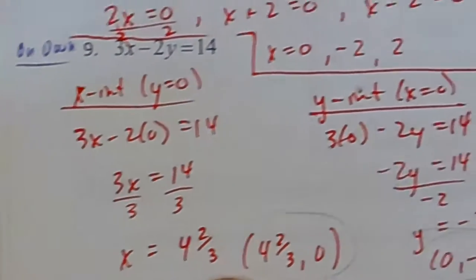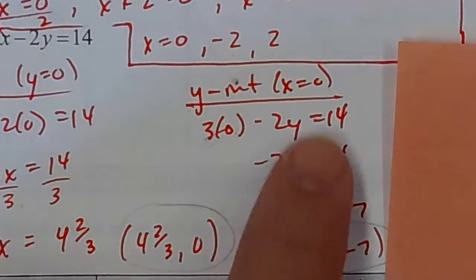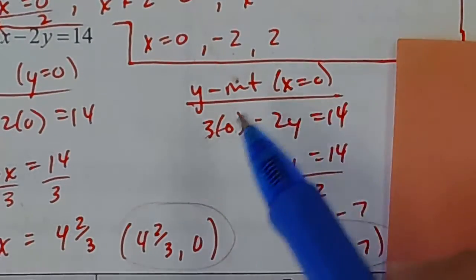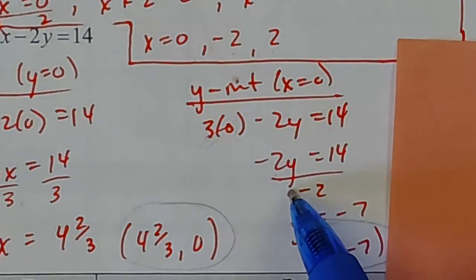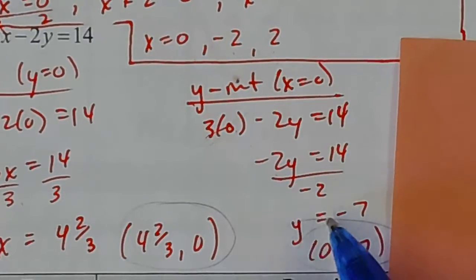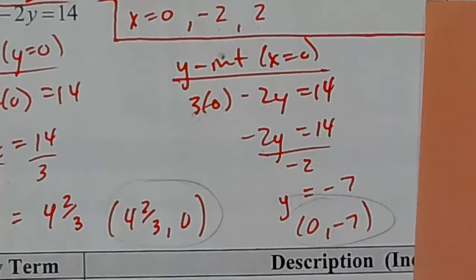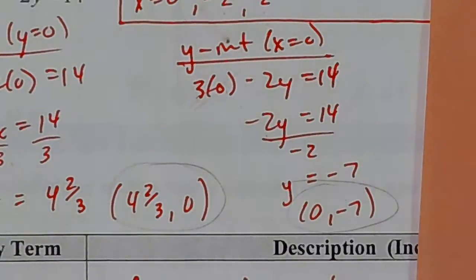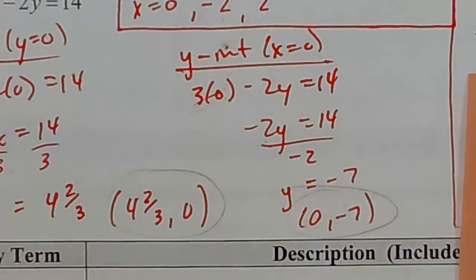Here's the x-intercept. Here's the y-intercept. 0 for x. Don't drop this negative, right? 0 minus 2y is minus 2y. Divide by -2, we get -7 for the y-intercept. Any questions for me on 9? Okay, here's 10.